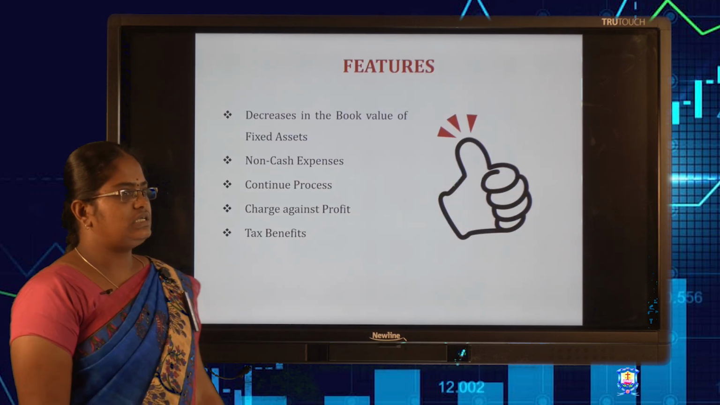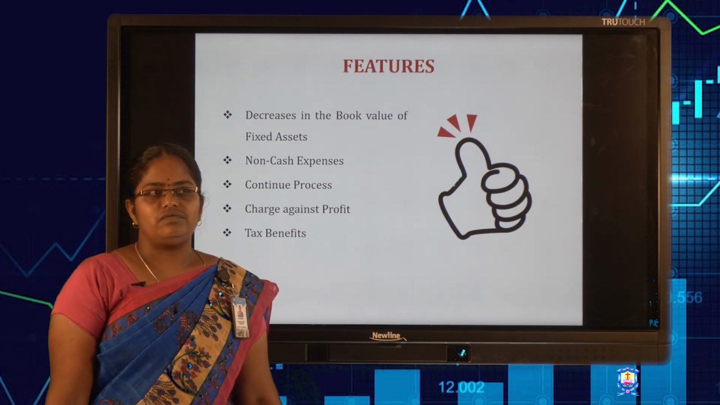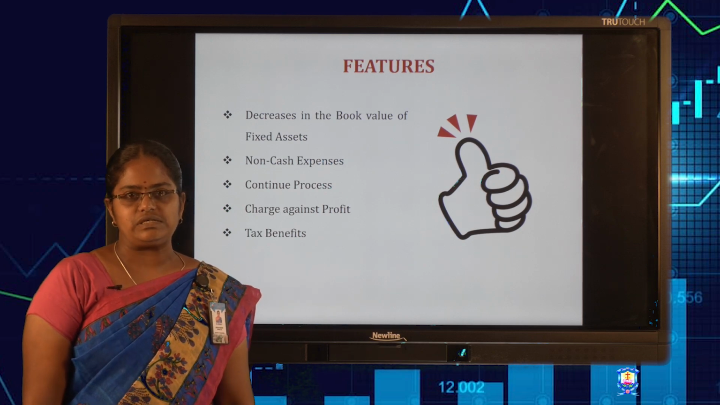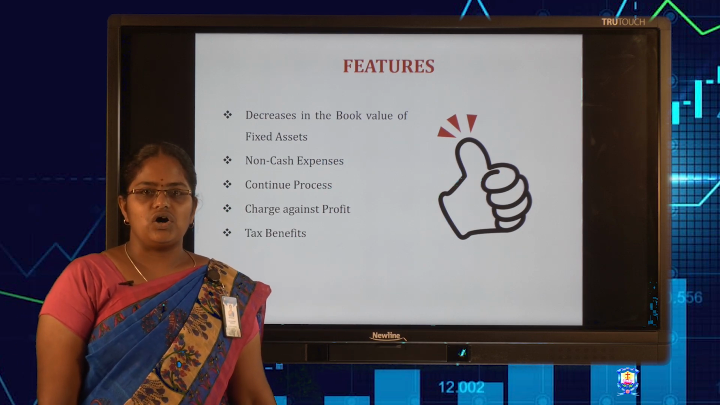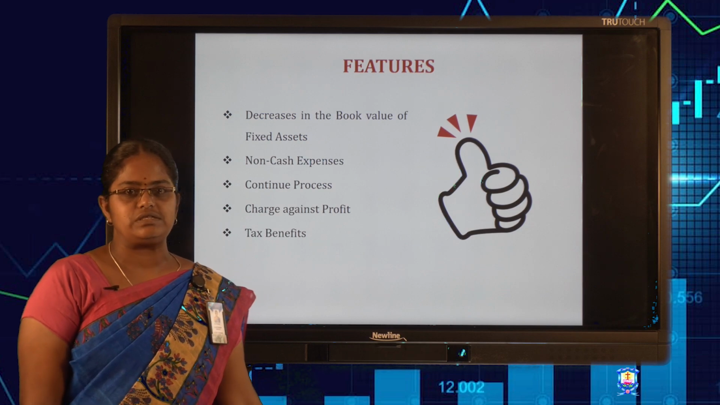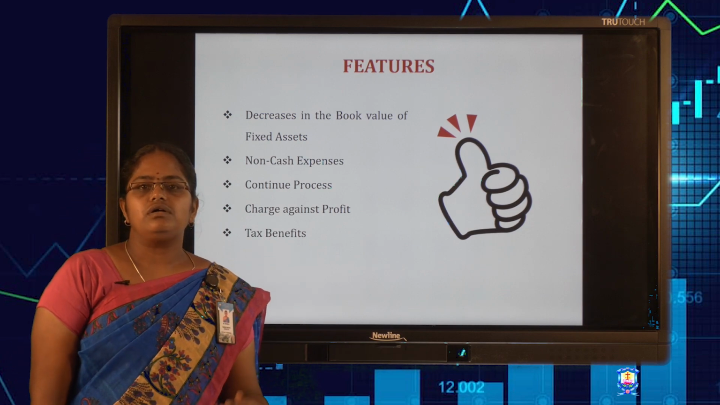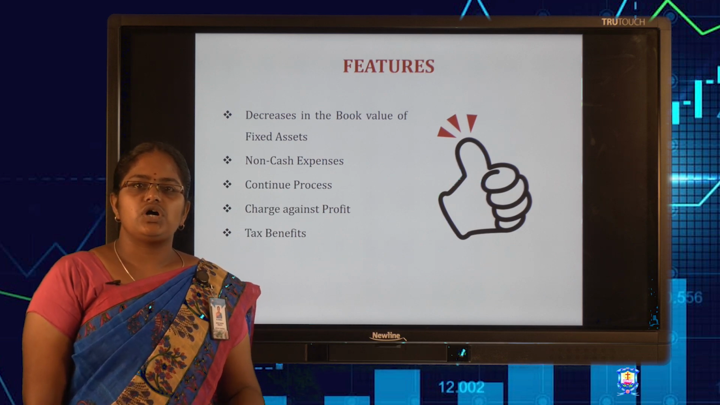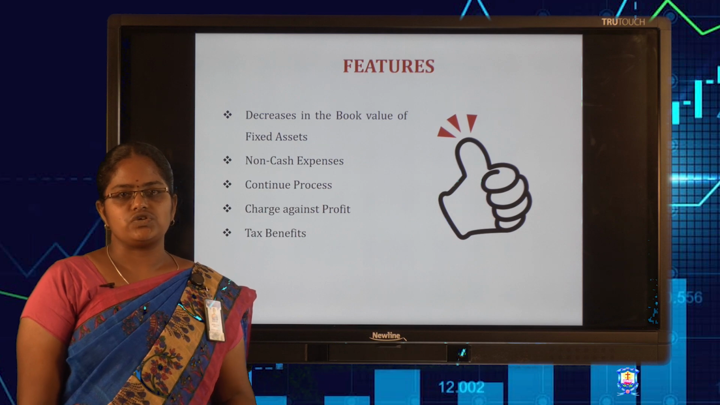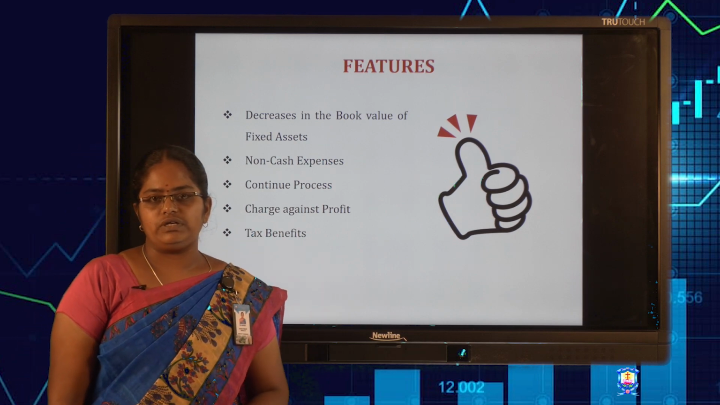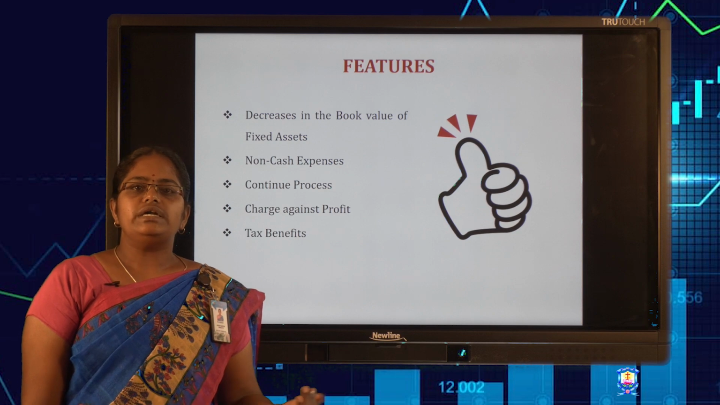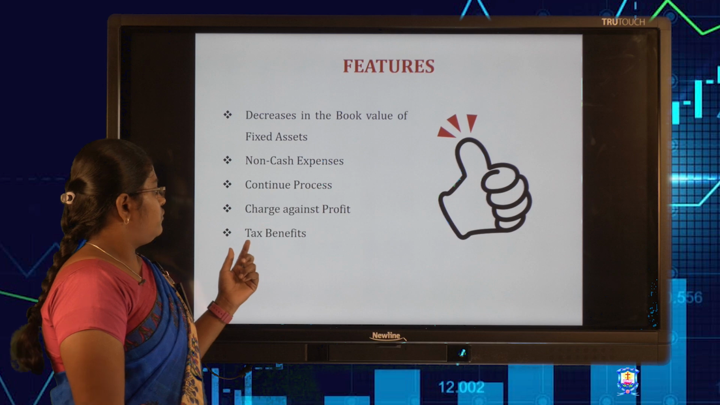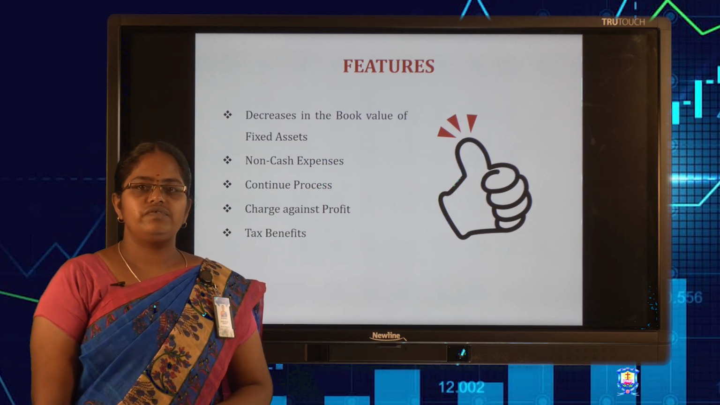The features are the decrease in the book value of a fixed asset. It is considered as a non-cash expense because depreciation is considered as a loss. It is a continuous process: from the beginning of a fixed asset, the depreciation is charged every year. It is charged against profit. I already told that it is considered as a loss, so it is against profit. For tax benefit, we calculate depreciation on fixed assets.